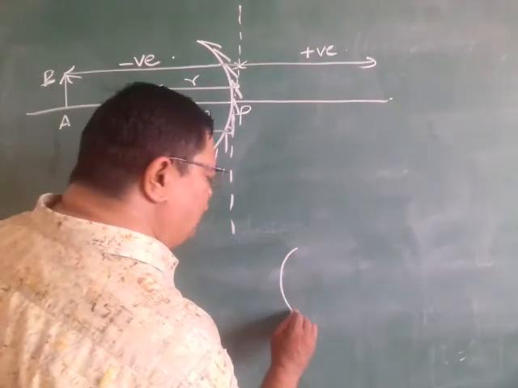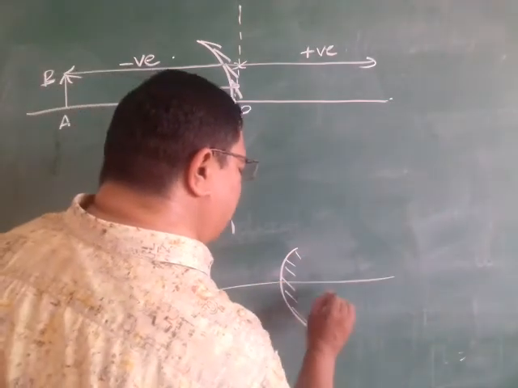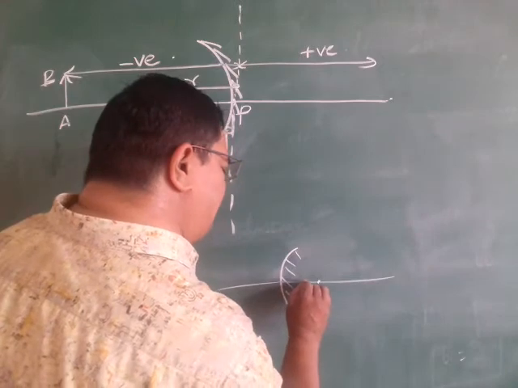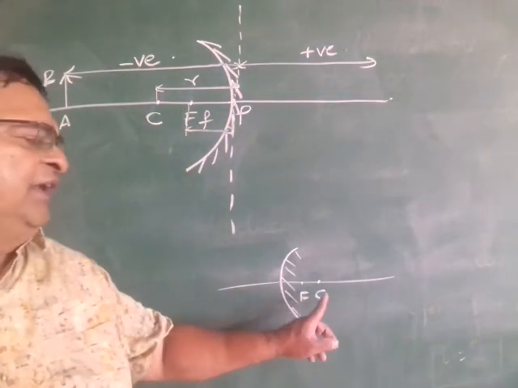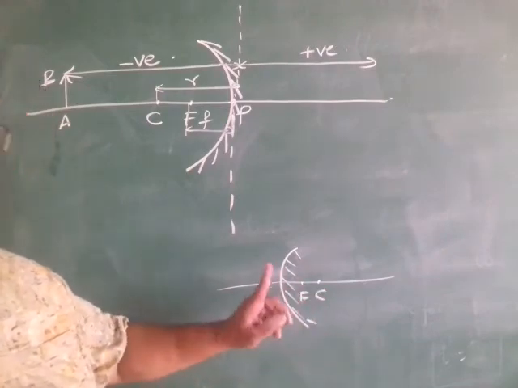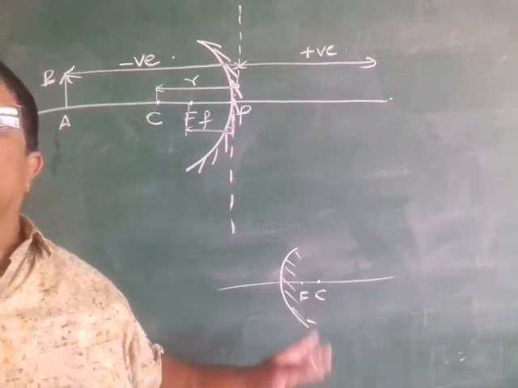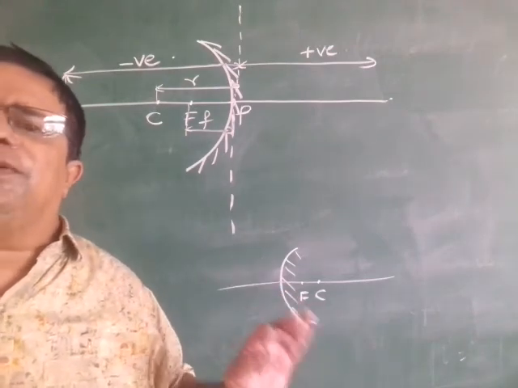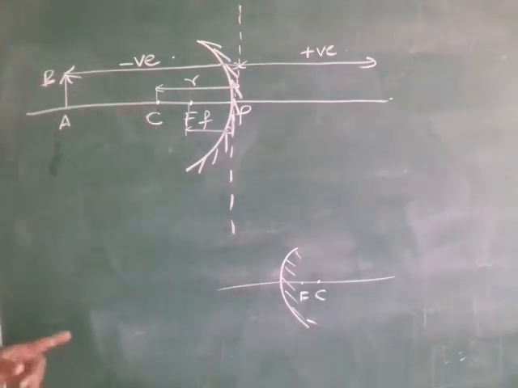Whereas for a convex mirror, the radius of curvature C and the focal length come to the right of the mirror. As a result, the radius of curvature and focal length of a convex mirror are positive. So remember one thing: the radius of curvature and focal length of a concave mirror are negative and those of a convex mirror are positive.